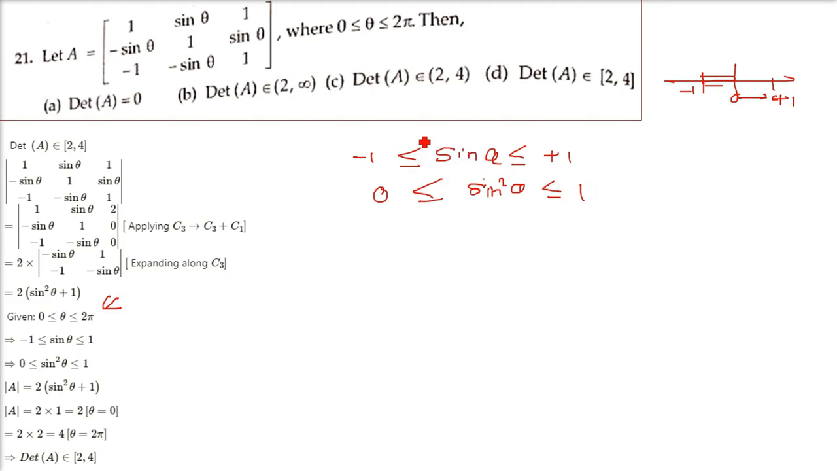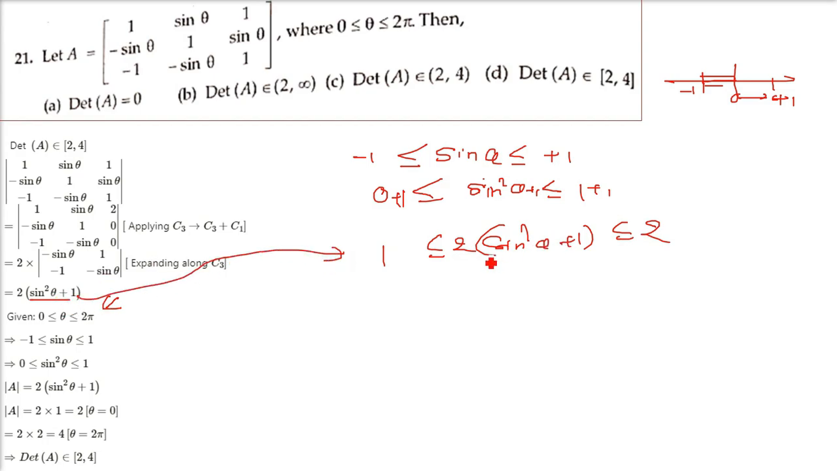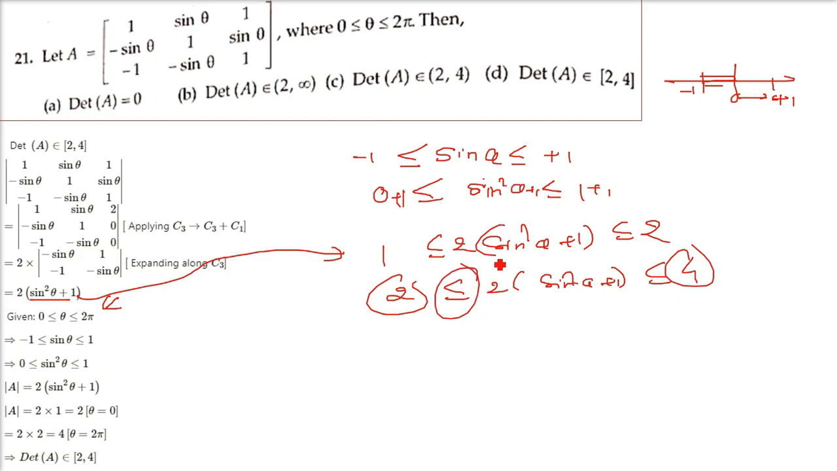Right. Now sin square theta plus 1 is there, so let us add 1 on both sides. So you get 1 is less than or equal to sin square theta plus 1, and this is less than or equal to 2. Now we have to multiply by 2, so twice of sin square theta plus 1 is between 2 and 4, and 2 and 4 are inclusive. So what will be the answer? The square bracket you are going to take. Round bracket is when 2 and 4 are not inclusive. Since 2 and 4 are inclusive, we are not going to take the C option. We are going to take the D option. This is your answer: determinant of A belongs to 2 and 4.